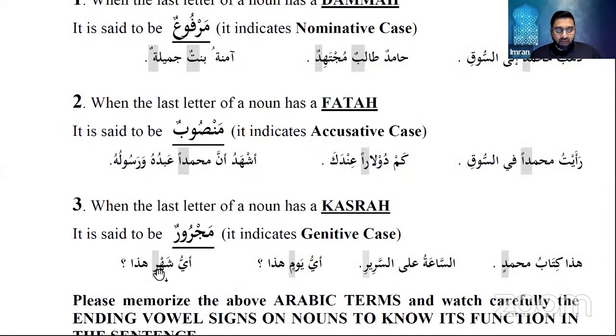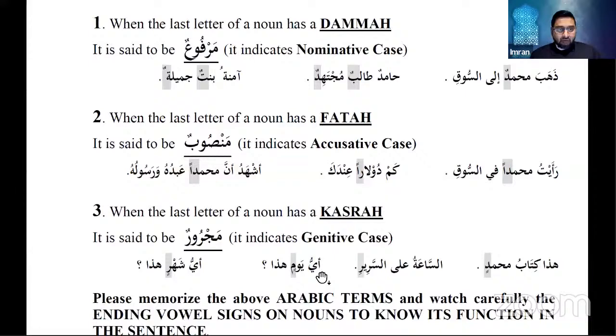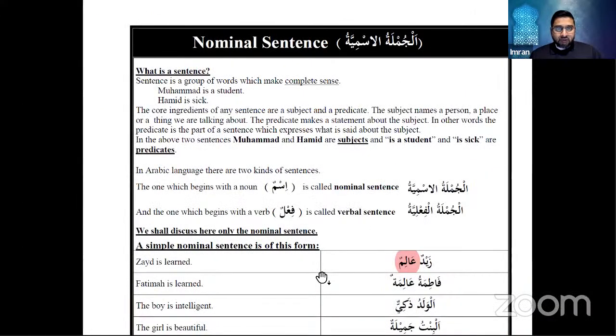Ayyu shahrin hada. Ayyu means which. Shahr means month. This is hada. Which month is this? Ayyu yawmin hada. Which day is this? And so on. Now, that is what we did.